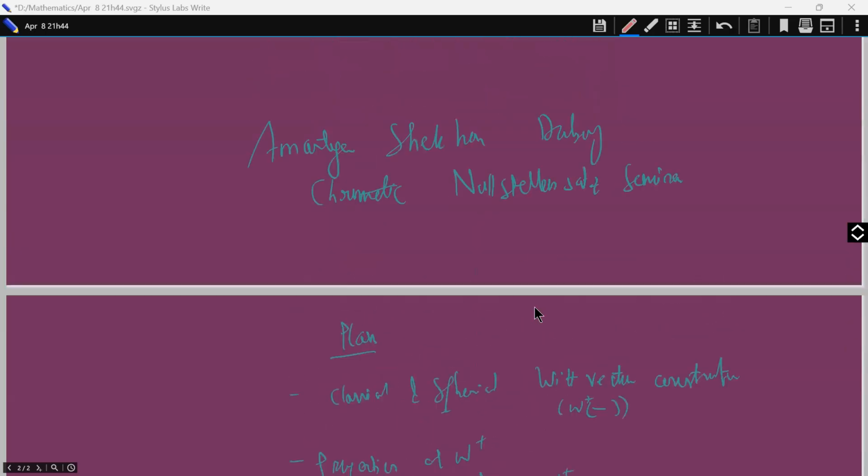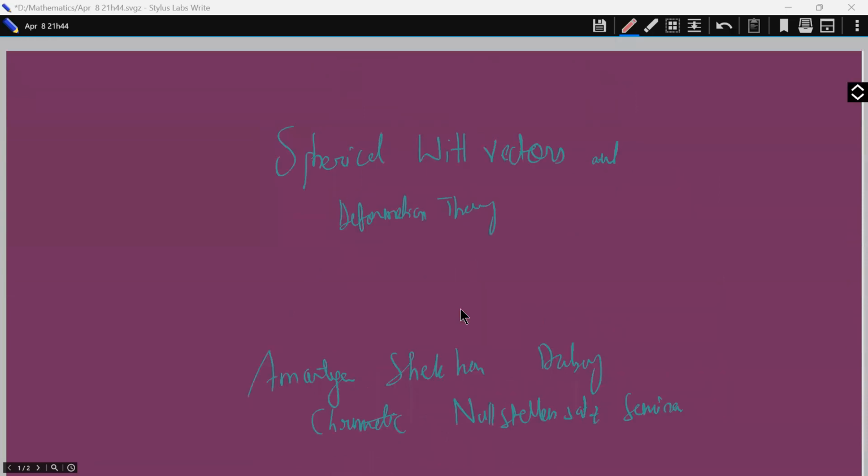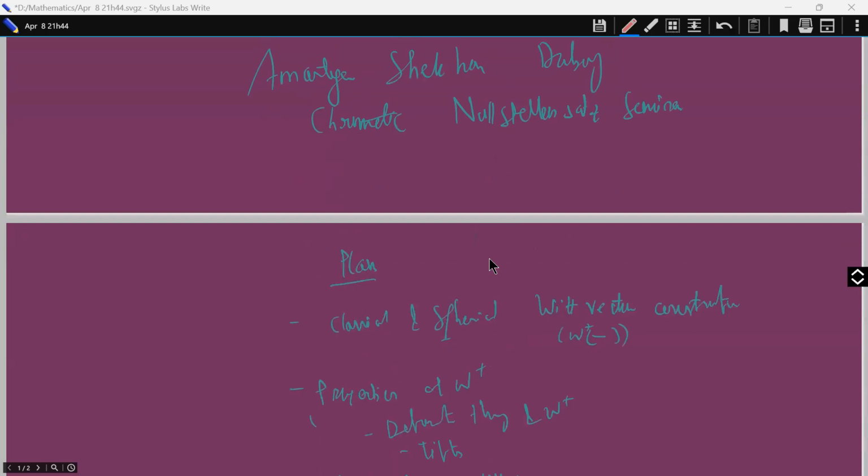So this time I'll be talking about spherical Witt vectors and the deformation theory. I'll share my screen real quick in a moment. This will be a short talk, and in the next talk we'll see the construction of E-theories. So this is meant to be a short talk, to help us understand things.